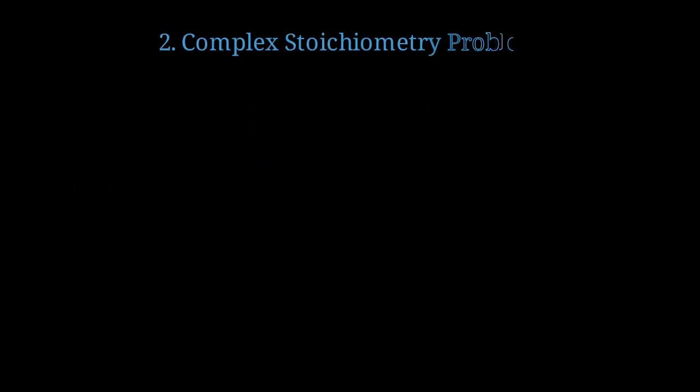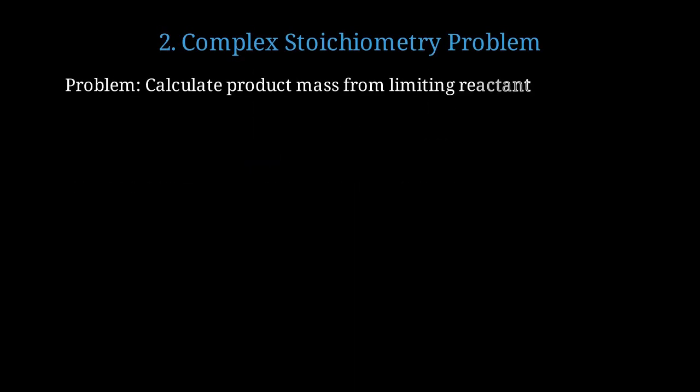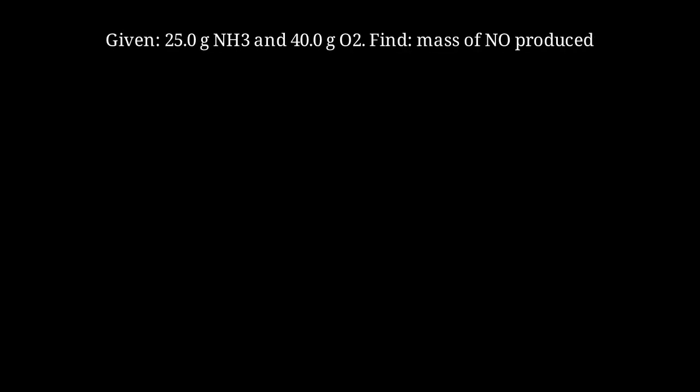Now let's solve a challenging multi-step stoichiometry problem. We'll calculate the mass of product formed when given masses of 2 reactants. Consider this reaction. 4 ammonia plus 5 oxygen produces 4 nitrogen monoxide plus 6 water. We're given 25 grams of ammonia and 40 grams of oxygen. We need to find the mass of nitrogen monoxide produced.